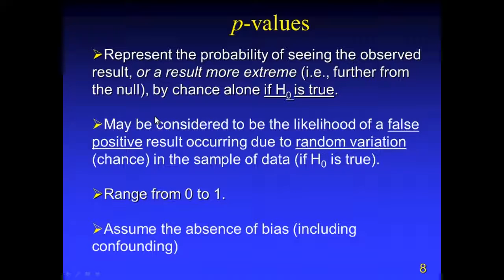Another way of thinking about this is that it's the likelihood of obtaining a false positive result in our study, simply due to random variation in the data, if the null hypothesis is true. And that's a very important caveat that always needs to be added. The p-values can range from 0 to 1, and they assume the absence of bias, including confounding. And we're going to come back to that, and why that's very important. A lot of people overlook that. They think of p-values on their own. They forget that p-values may be severely affected by bias in our study.